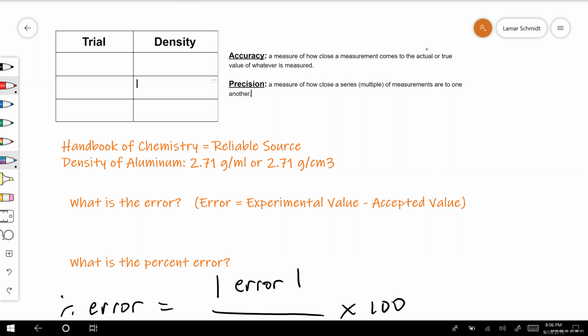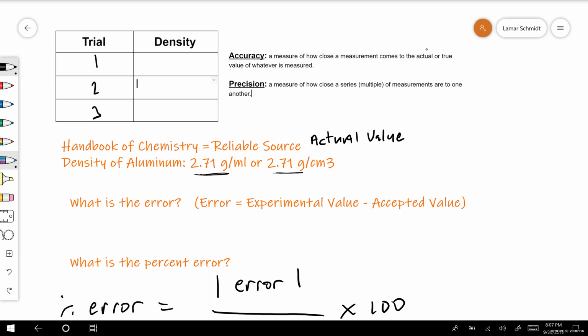So let's say I have 3 trials, 1, 2, 3. And let's say I'm measuring the density of aluminum. Now, I went from the Handbook of Chemistry and got the actual value. All right, this is from a reliable source. This is the actual value of the density of aluminum.